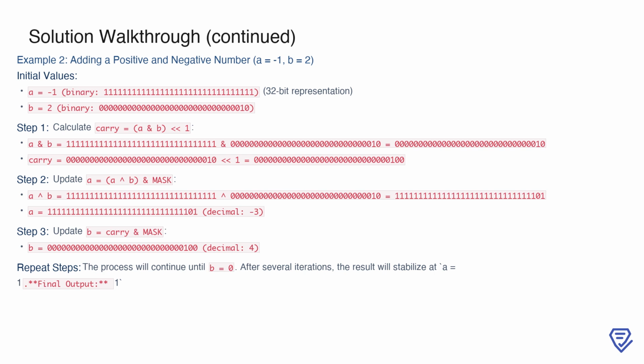Updating a and b until b becomes 0. After several iterations, the algorithm converges, and the final result is a equals 1. This demonstrates how the algorithm handles the addition of a positive and a negative integer while leveraging bitwise operations.